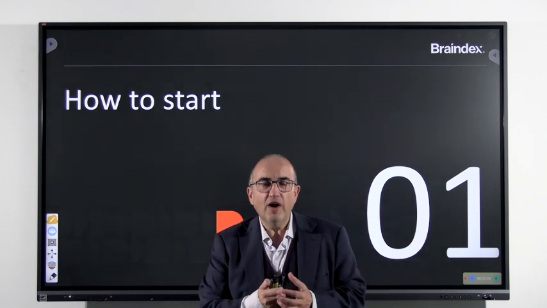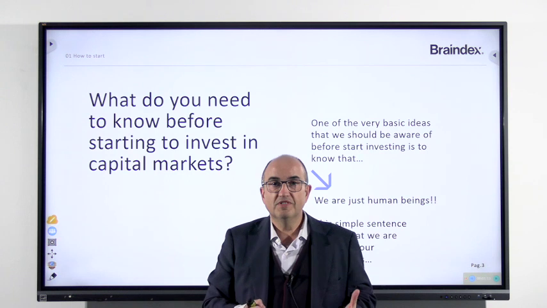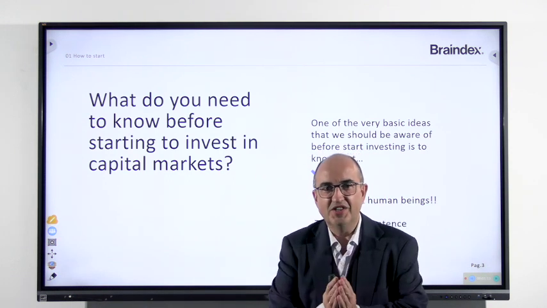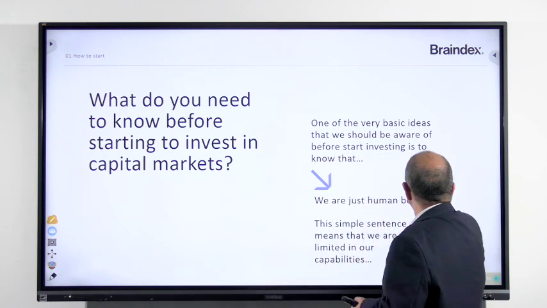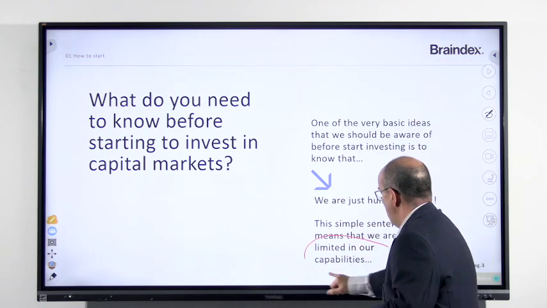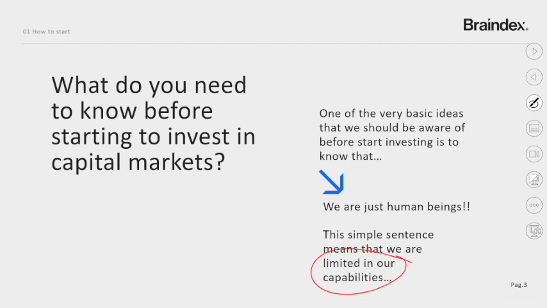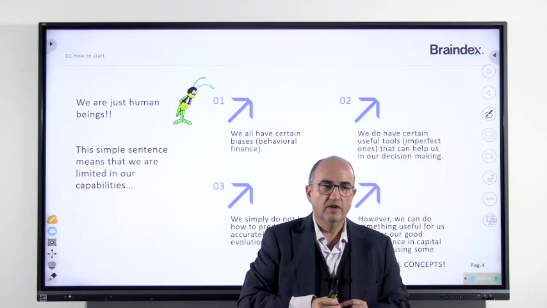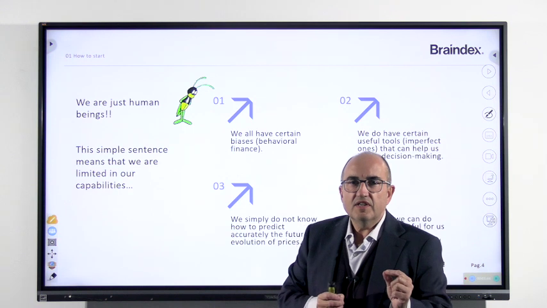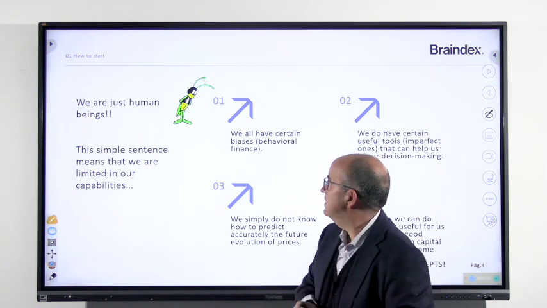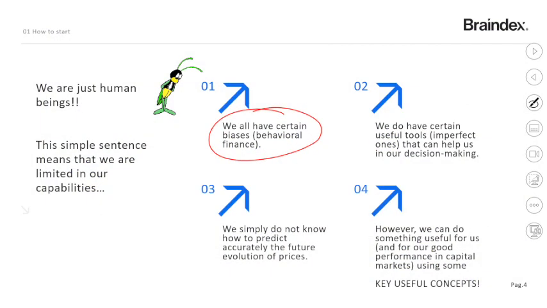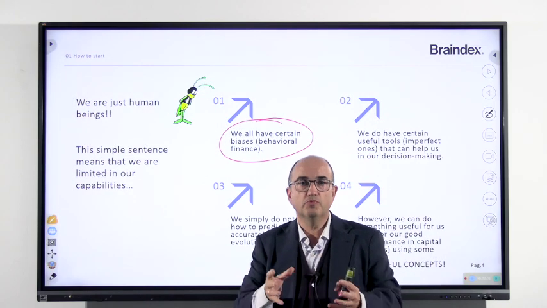Well, how to start? How can we be aware of our reality? We are just humans. This is the first humility lesson, in the sense that we are limited in our capabilities. We don't have vast, wide knowledge. None of us. In order to be more precise about this, we all have some point of irrationality. We are just human beings, in the sense that we all have certain biases. All the branch of behavioral finance is here, which of course we are not going to explain given the short video we are in.